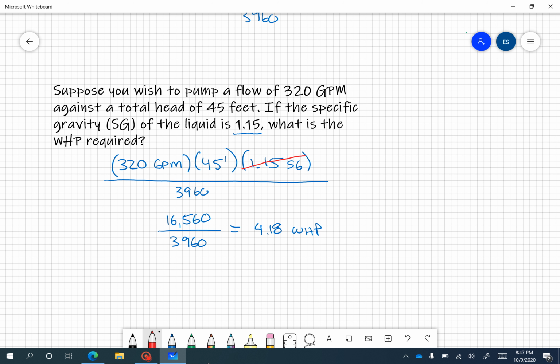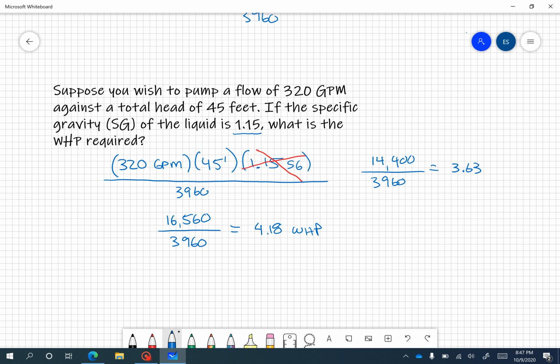Now let's think about this problem if we were not pumping that liquid with the higher specific gravity. So let's think about this without that specific gravity for a second. So it would just be 320 gallons per minute times 45. That would get us to 14,400 divided by 3960. So you can see that's going to take less horsepower, 3.63.